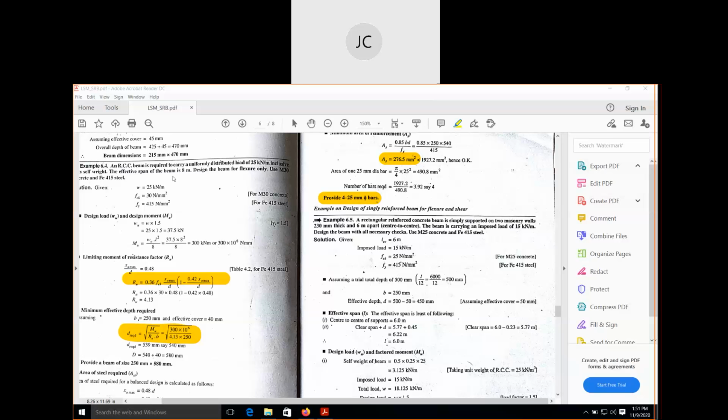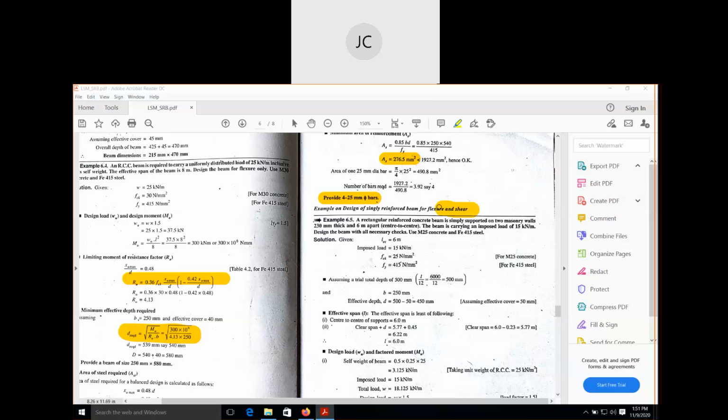Okay, so let us see example 6.5. Try to understand this 6.5 because this is the starting problem of this. In this problem, you have to use all the clauses, all the required clauses for designing a beam.